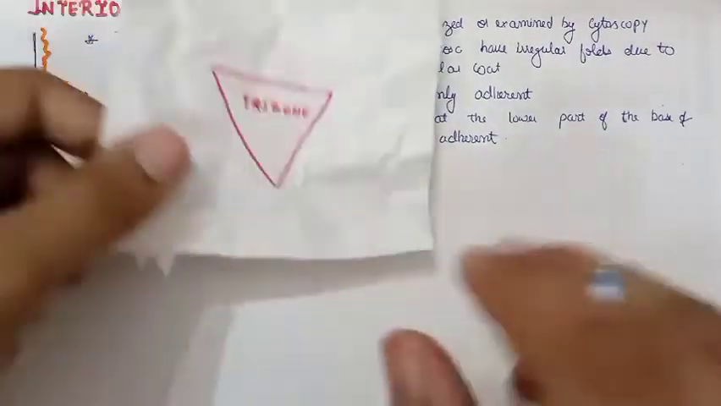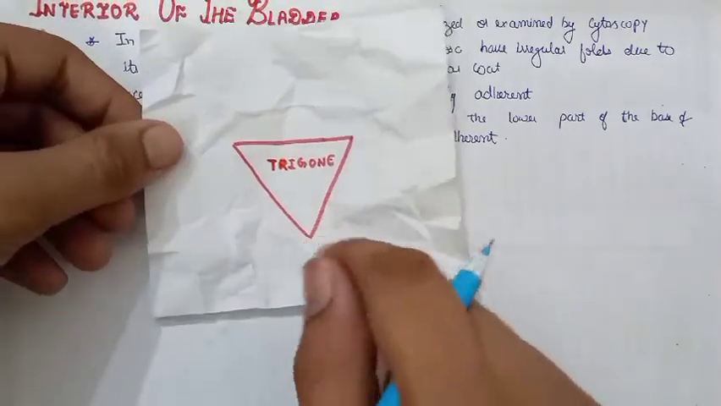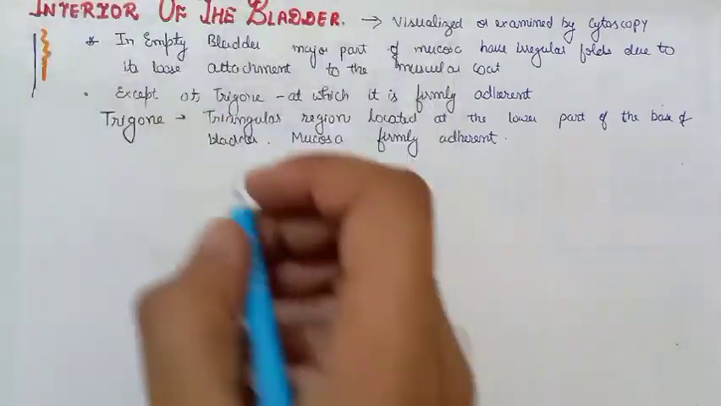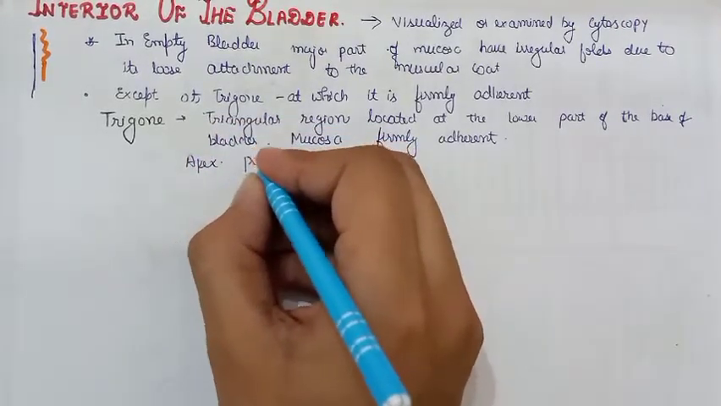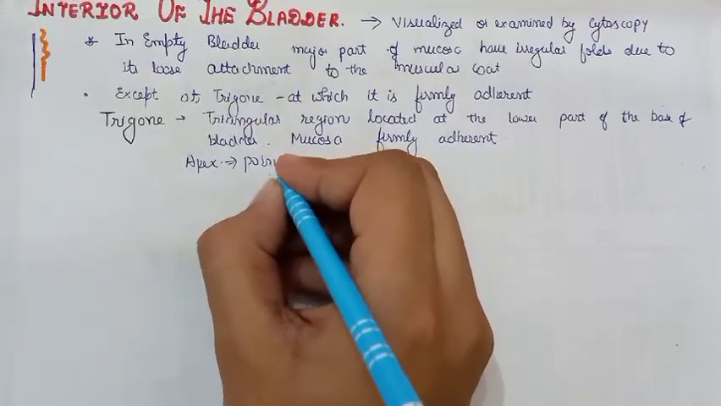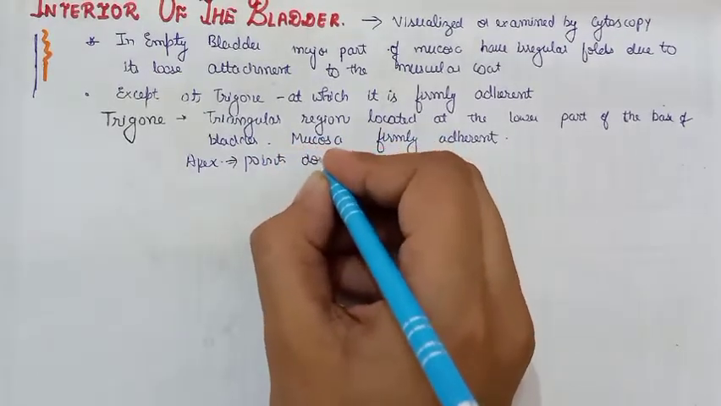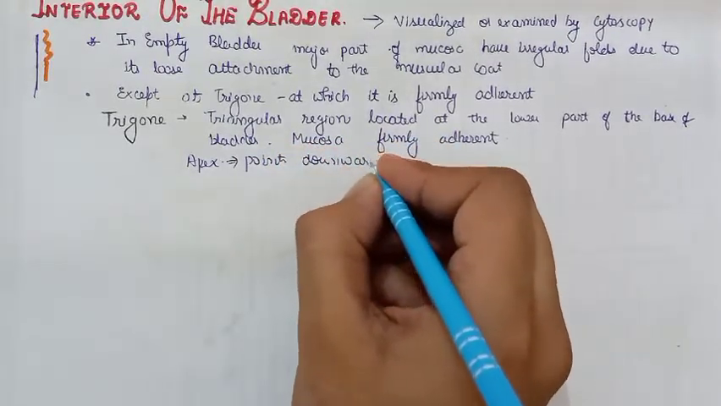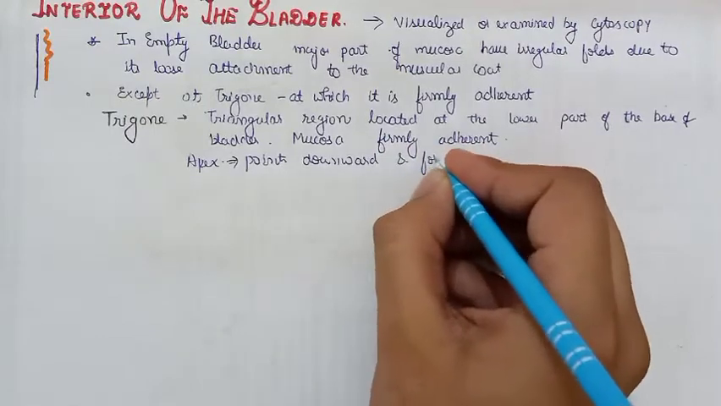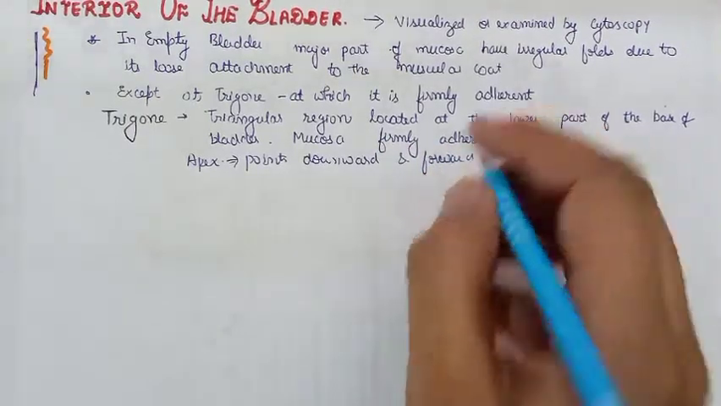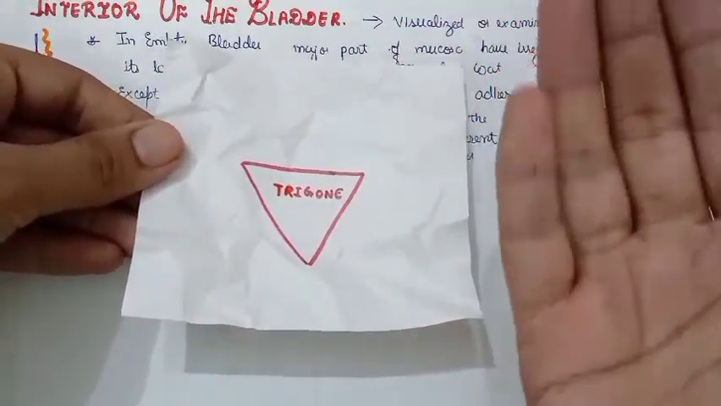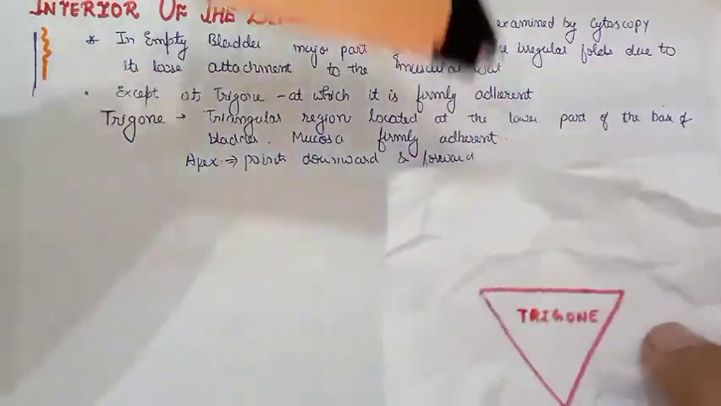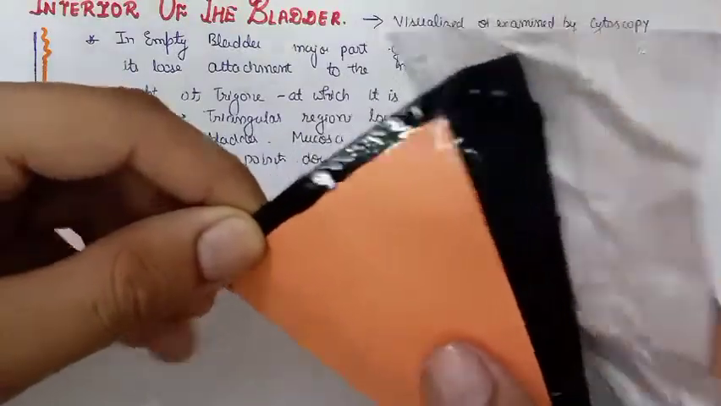The apex of the trigone points downward and forward. So the apex of the trigone directs downward and forward, like this. It points downward and forward and is present like this. So you can see the trigone on the interior aspect, the triangular region.